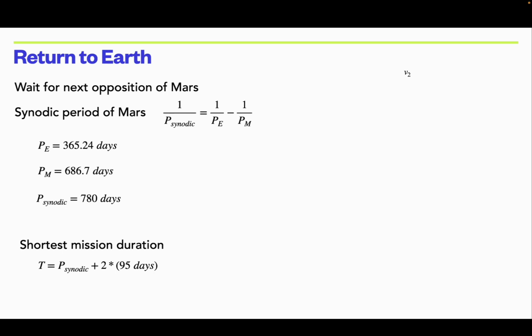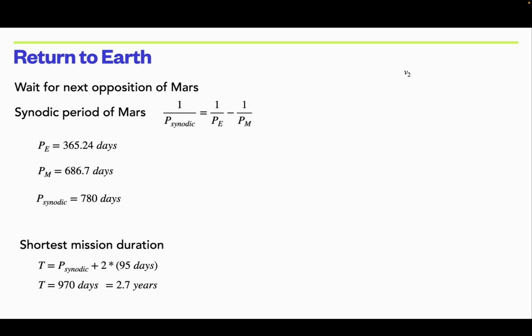Finally, it turns out that the total duration of the mission works out to be that synodic period of how long it takes the Earth and Mars to line up at opposition, 780 days, and then you've got to add on 2 times that 95 days, that window for launching. So you got to launch from Earth, 95 days before opposition. So a total mission duration of 970 days, which is about 2.7 years.